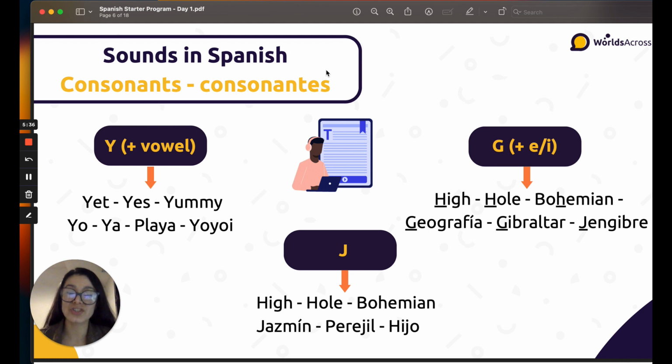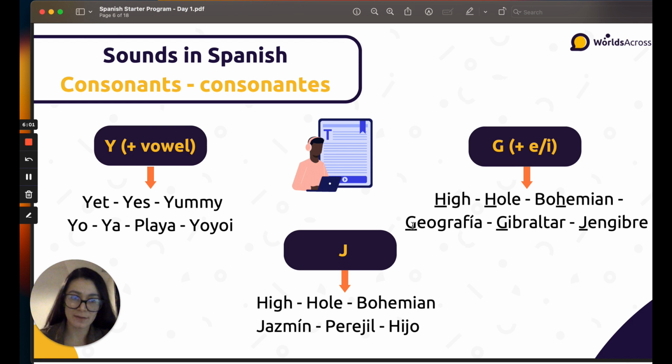Now, the letter J in Spanish, the following one we have right here, it's jota, okay? It's pronounced like an H in English, right? H in Spanish is never pronounced, but this is pronounced as the H in English. Very aspirated, right? High, whole, bohemian in English. In Spanish, jazmín, perejil, hijo, okay?